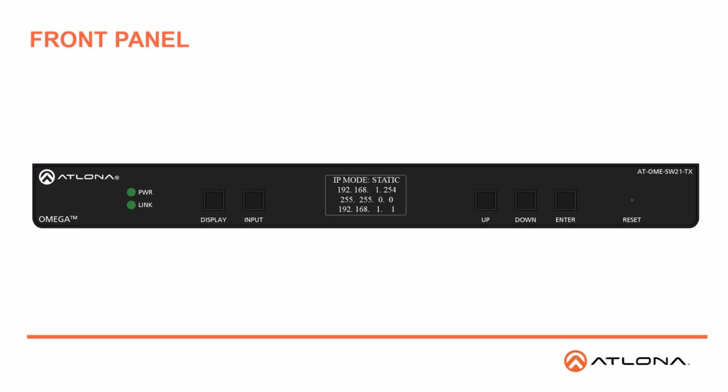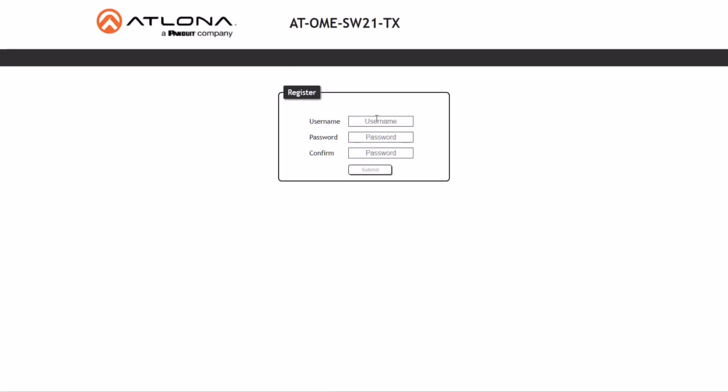If you are not connected to a DHCP server, you can use the front panel to change the device IP mode to static. The default static address is 192.168.1.254, subnet of 255.255.0.0, and a gateway of 192.168.1.1. You will notice that when you log in for the first time, you will be asked to create a default password. The user is admin.